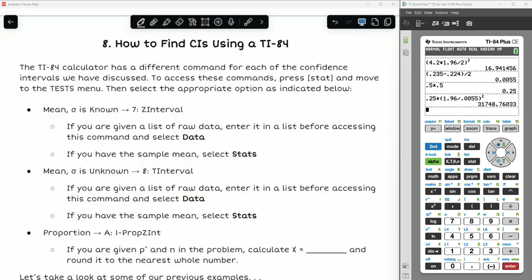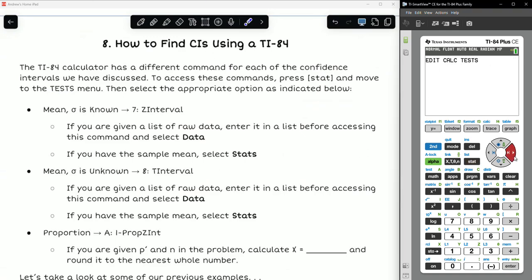So all of the confidence interval commands are under our stat menu. So we're going to go to our stat button, and then we're going to move over to tests. And basically everything we're doing for the rest of this course is statistical inference, and it should be in the test menu. So stat tests, and you'll notice options 1 through 6, test, test, test, test. We're going to talk about tests starting next week. But starting at option 7, we start to see intervals.